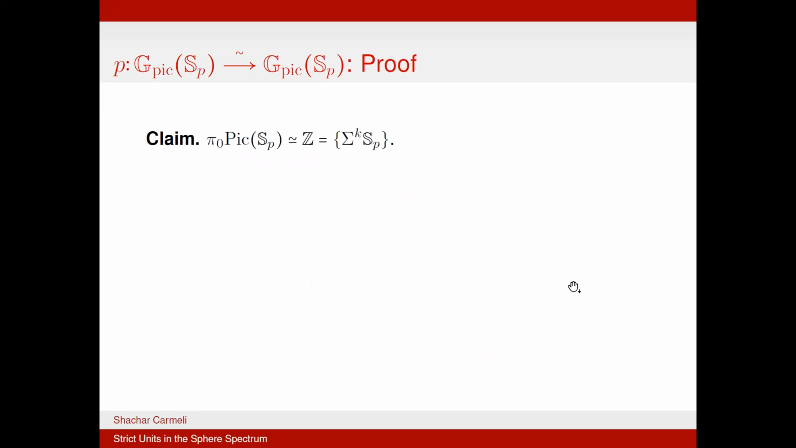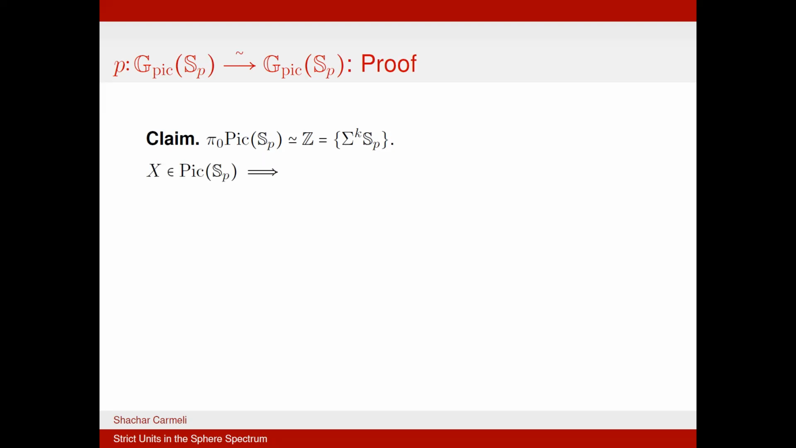So first of all, the first computation is of pi 0 of the Picard spectrum of the p-complete sphere, which is just the set of isomorphism classes of invertible p-complete sphere modules. It is just Z generated by suspension. So every invertible module over the p-complete sphere is a suspension of the p-complete sphere. So this is a very small piece of the Picard spectrum. Of course, it has infinitely many other homotopy groups which are related in complicated ways, but that's a start.